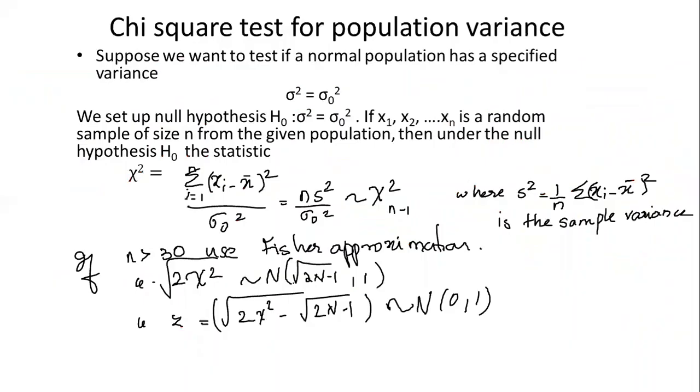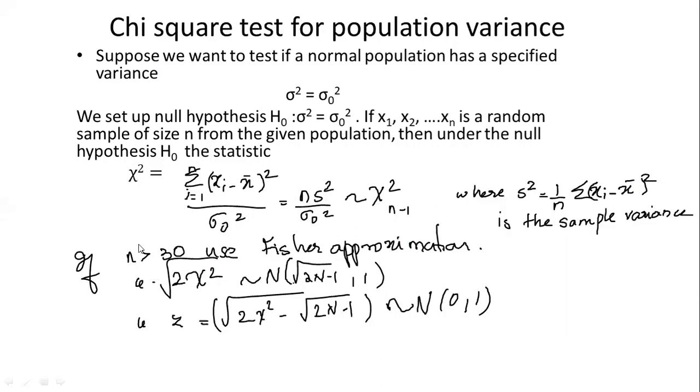susceptibility of tuberculosis. And the last one with respect to chi-square is where the chi-square distribution is used in the case of testing of population variance. If you want to test that a particular normal population has a specified variance, we set up a null hypothesis H naught: sigma is equal to sigma naught. If x1, x2, etc., is a random sample of size n taken from a given population, then under the null hypothesis H naught, the statistic chi-square is equal to summation of (xi minus x bar) squared by sigma squared. That is, it will be n into s square by sigma naught square, which follows a chi-square distribution with n minus 1 degrees of freedom.